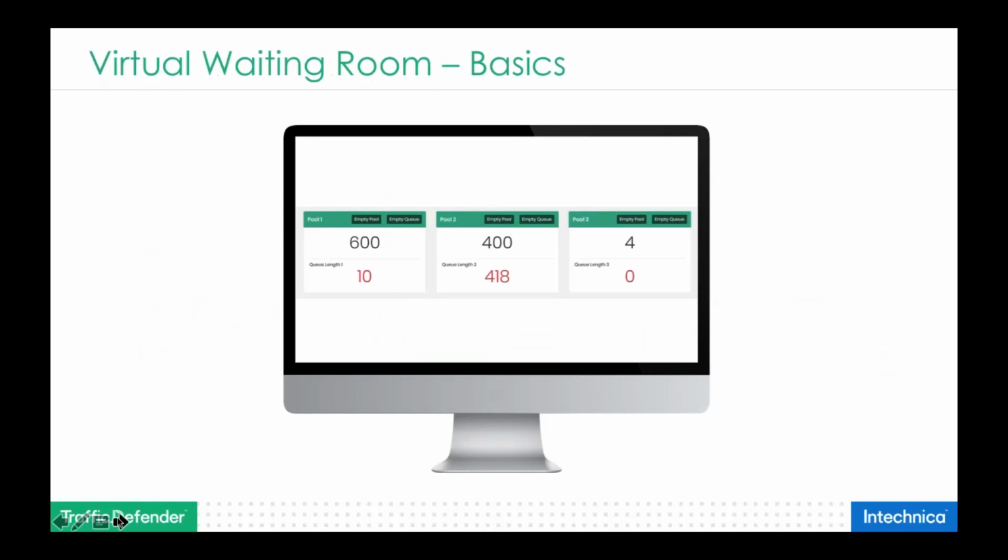In terms of how the system works, we mentioned knowing what's happening and knowing your bottlenecks, where they are and what they look like. Traffic Defender, because of where it sits, has the ability to break your site out into a number of areas. We call these pools. So you could have a queue on a specific product page if there's a launch going on to ensure that that page is protected and the rest of your customers can shop as normal.